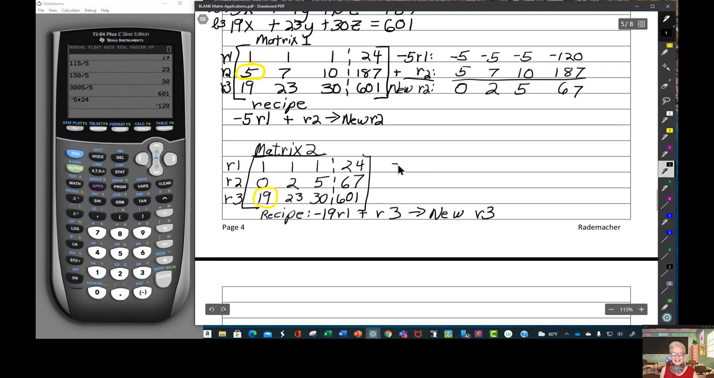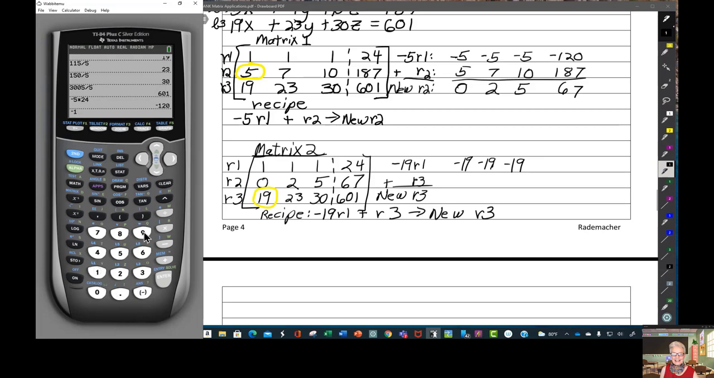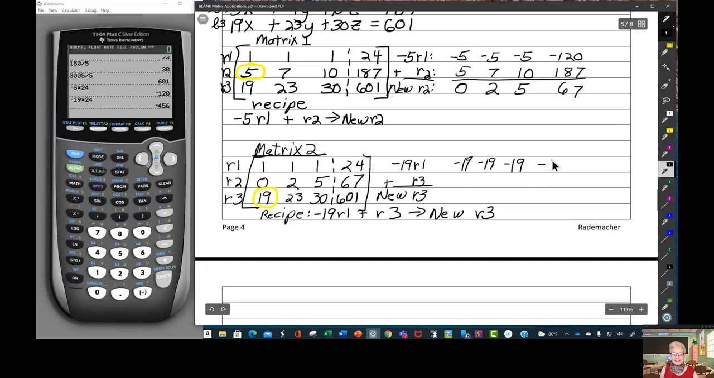All right, now, negative 19 times row 1 plus row 3 will give us the new row 3. Negative 19 times 1 is negative 19. Negative 19 times 1 is negative 19. Negative 19 times 1 is negative 19. And negative 19 times 24 is negative 456. I thought it would be a lot bigger.